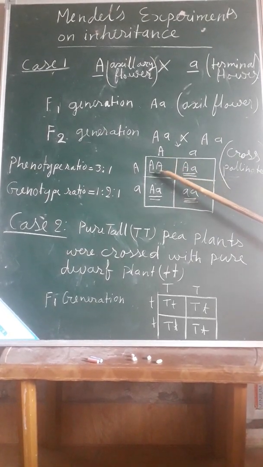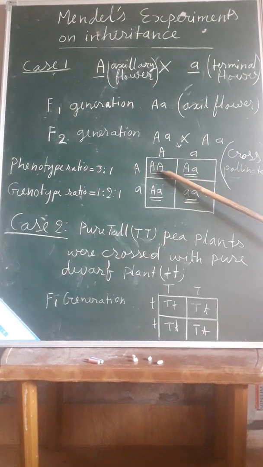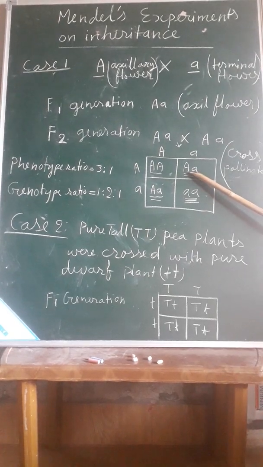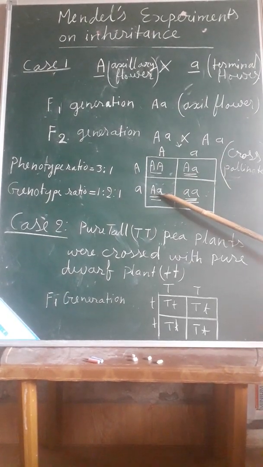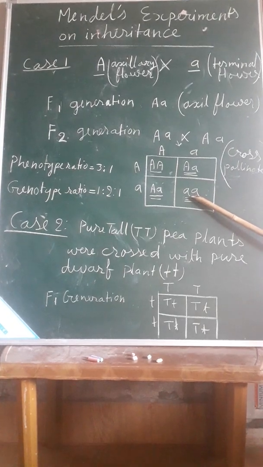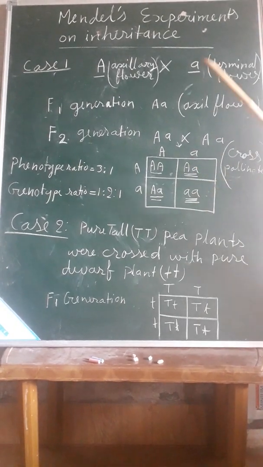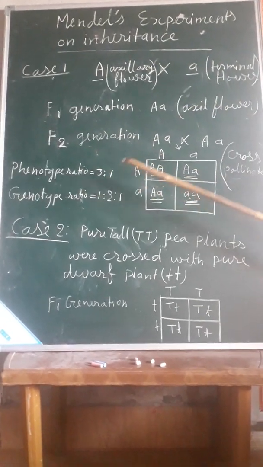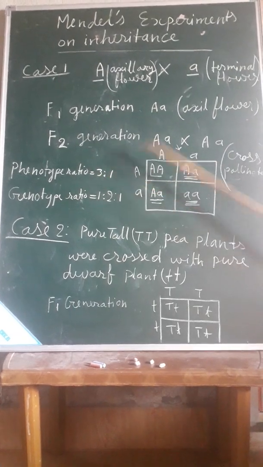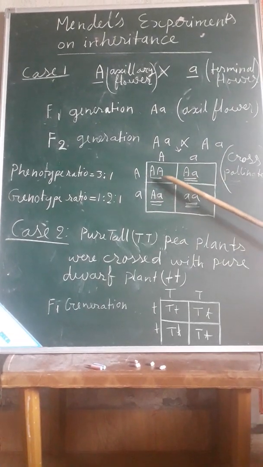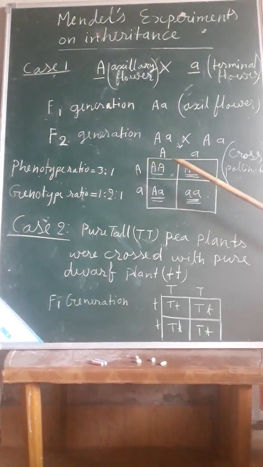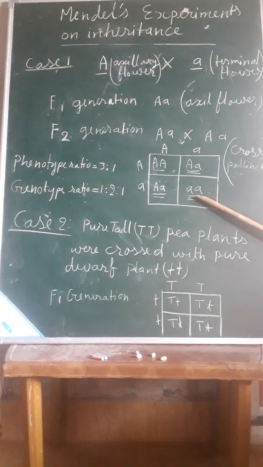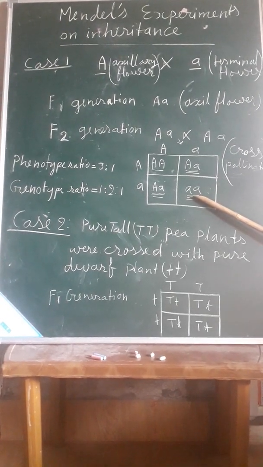So here you can see this is the pure axillary flower plant, and this is axillary but dominant over terminal, and this also the same, but this is the pure terminal flower bearing plant. So the ratio for phenotype and genotype is, for phenotype 3:1, meaning three plants were axillary flower bearing plants and one was a terminal flower bearing plant.